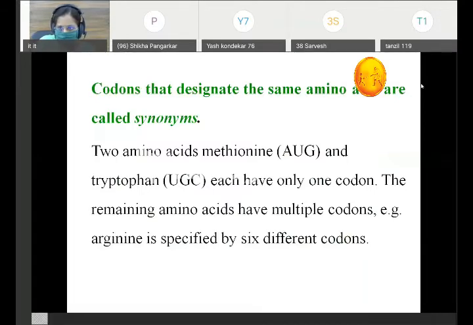Now, the codons that designate the same amino acid are called synonyms. As we have seen, 2 amino acids, methionine, which is the initiation codon AUG, and tryptophan UGG, each have only one codon. But the remaining amino acids have more than one, that means multiple codons. For example, arginine is specified by 6 different codons. These 6 different codons are called synonyms.